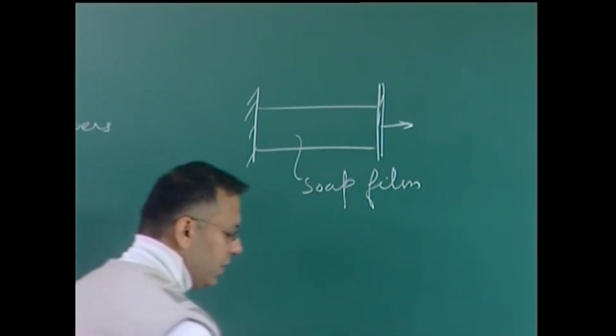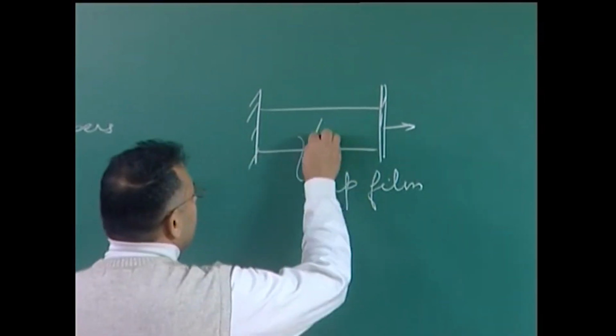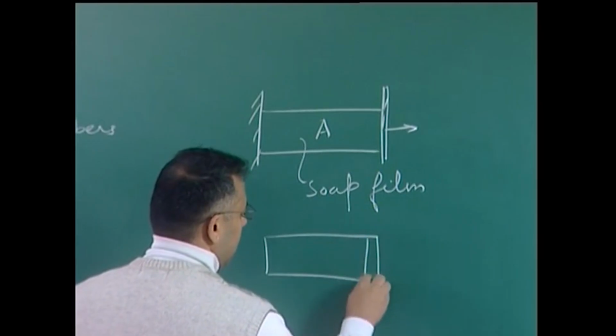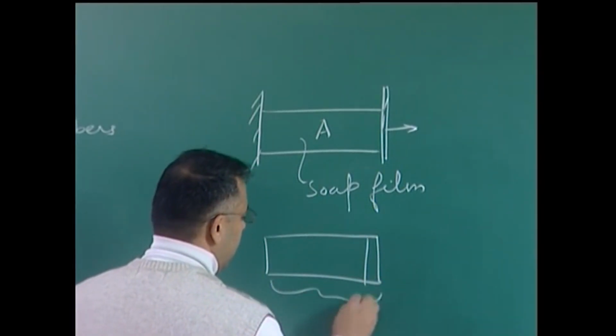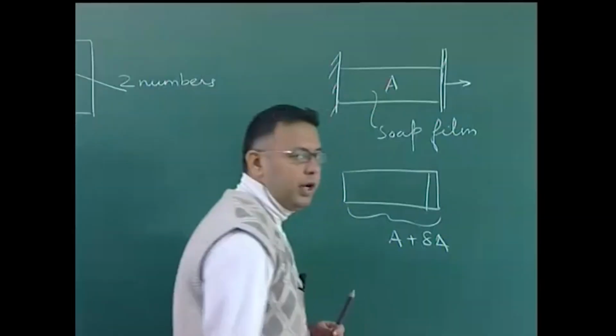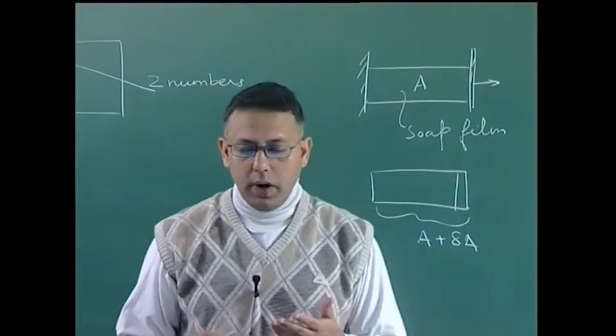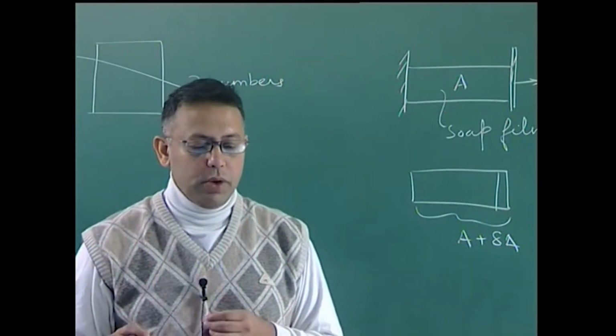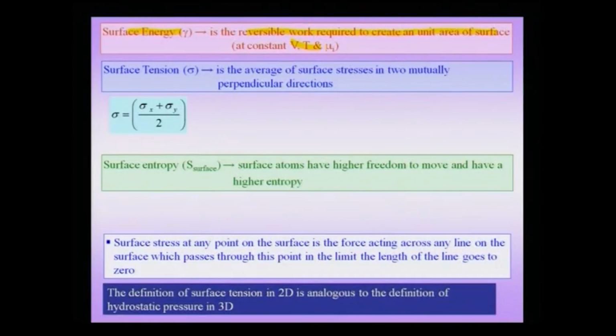Suppose I am starting with this area A, and after pulling I may create an area which is now A plus delta A. Then I would need to track how much work is required to create an additional unit area of surface, and of course, I will be working at constant volume, temperature and chemical potential with respect to all the species. So, this is an alternate way of looking at what is meant by surface energy.